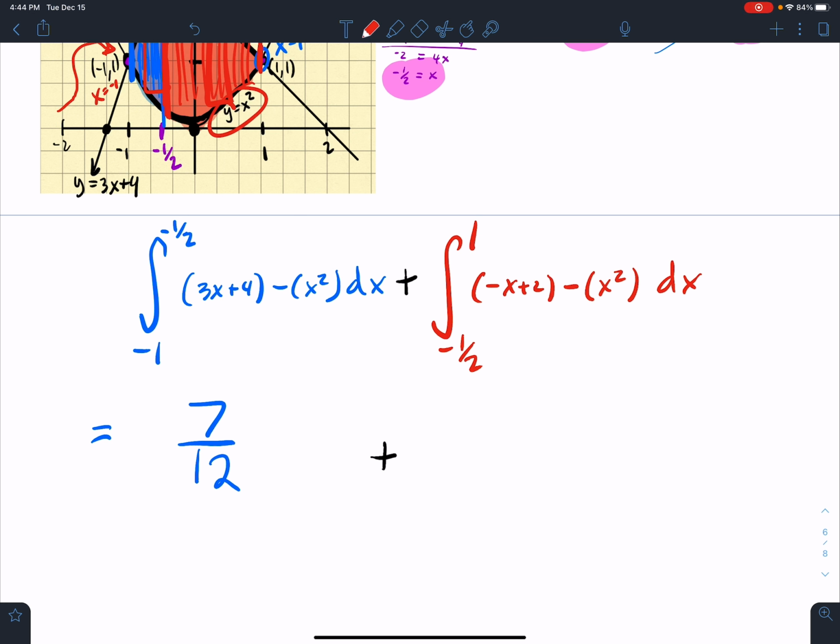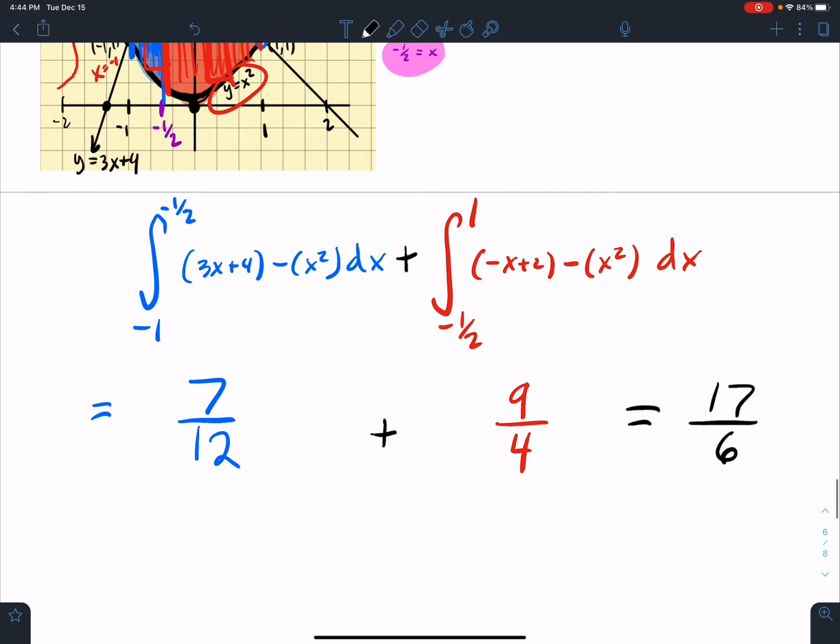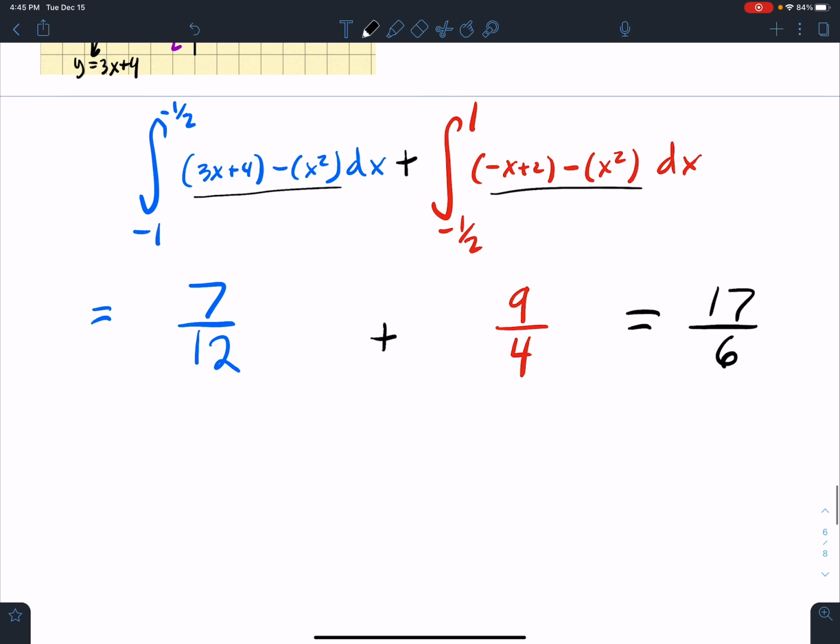And then for the second part, I get 9/4. And so whenever I add all of that together, I get 17/6. Okay, so I want you to try to see if you can do this part here. So find the antiderivative, then do f of b minus f of a. It's a lot of algebra and then arithmetic, but those should be the answers that you get to.